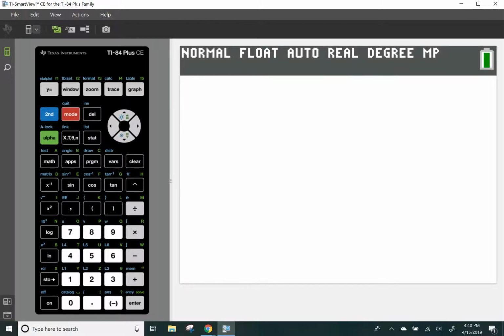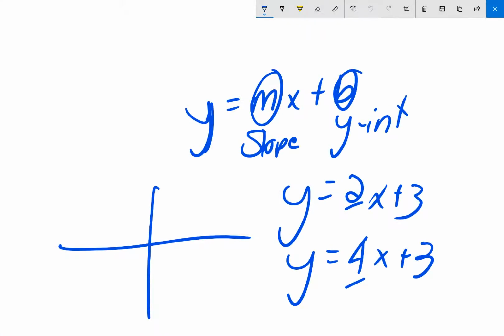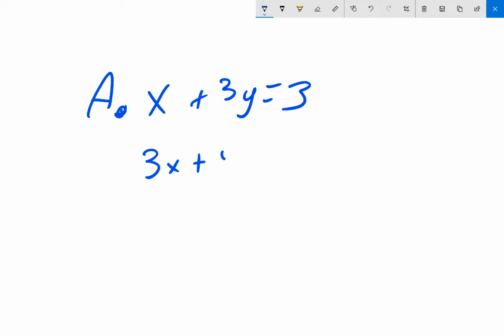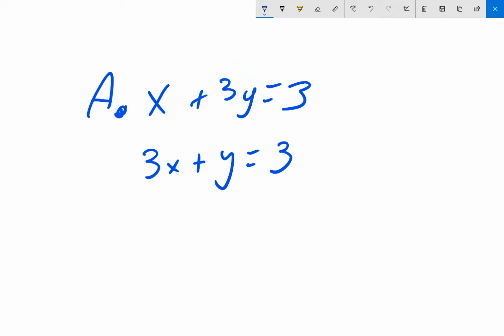Number 4 says which of the equations below is parallel. My advice for number 4: you're going to have to do this no matter what, whether you like it or not, with a calculator or not. You're going to have to take each equation. So look at answer choice A, right? A has x plus 3y equal to 3, and 3x plus y equal to 3. I'm not going to work out all of these, but I'll tell you what you need to do. You have to convert every single one of these answer choices into slope-intercept form.